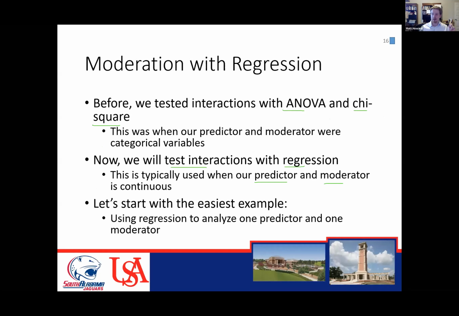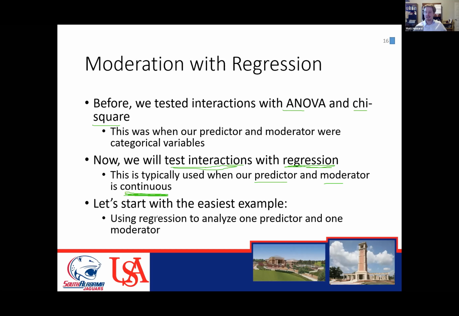But it should be noted that we can test interactions with regression when we have only one of them as continuous. So if we have a continuous variable and let's say a dichotomous moderator, then we could still test that with regression. Or if we have a dichotomous predictor but a continuous moderator, then we could also test that with regression. So if only one of them is continuous and the other one is dichotomous, that's perfectly fine too. But for the purposes of this class, we'll keep it simple. If we're testing interactions with regression, they're both going to be continuous.